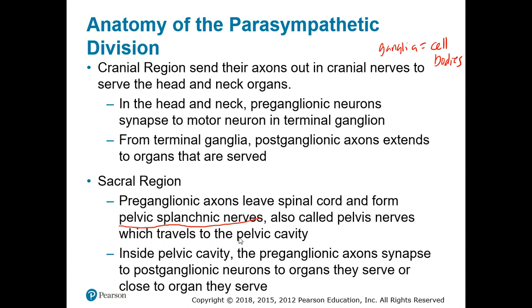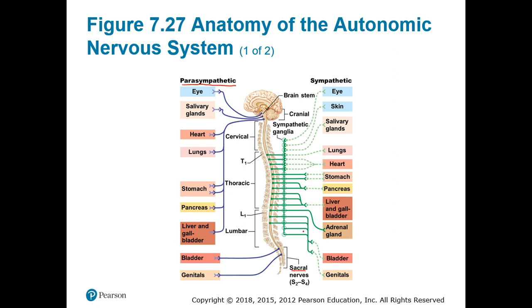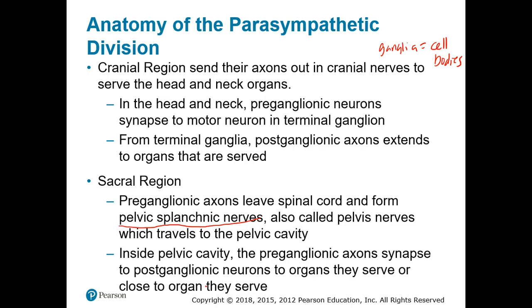So if we look back at our sacral region, here is our sacral region. Notice that it stimulates and works with your bladder and your genitals, which are all protected and located in your pelvis. So inside the pelvic cavity, this is where we meet our postganglionic neuron, and they go to wherever they need to go.